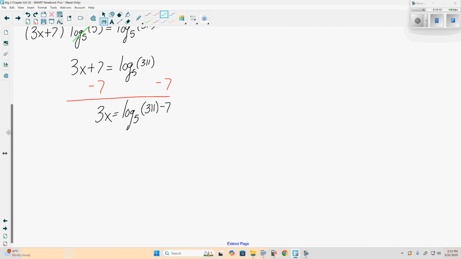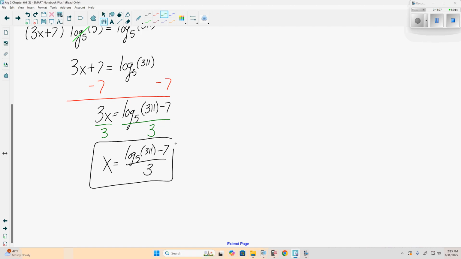Last thing we have to do is what? Divide both sides by 3, telling us that x is equal to log base 5 of 311 minus 7, all over 3. And again, we leave it as this here because log base 5 of 311 is not a nice decimal number. It's an approximation. We have to approximate it because it's a non-repeating, non-terminating decimal. It's irrational.